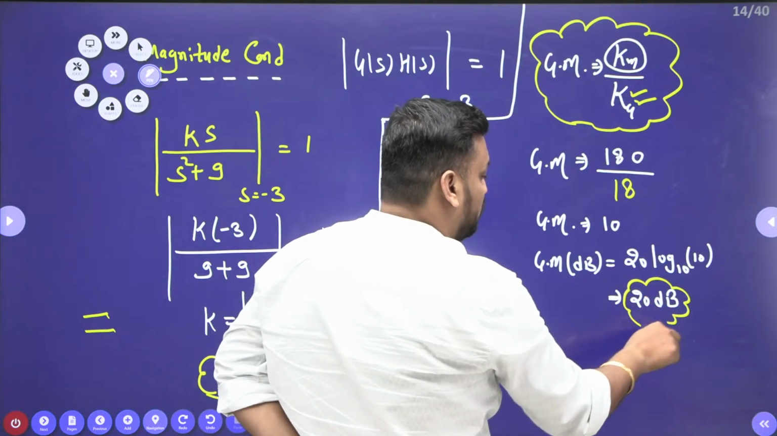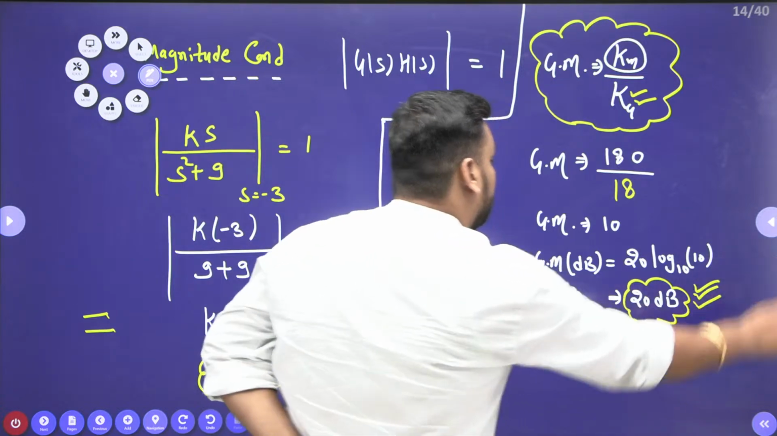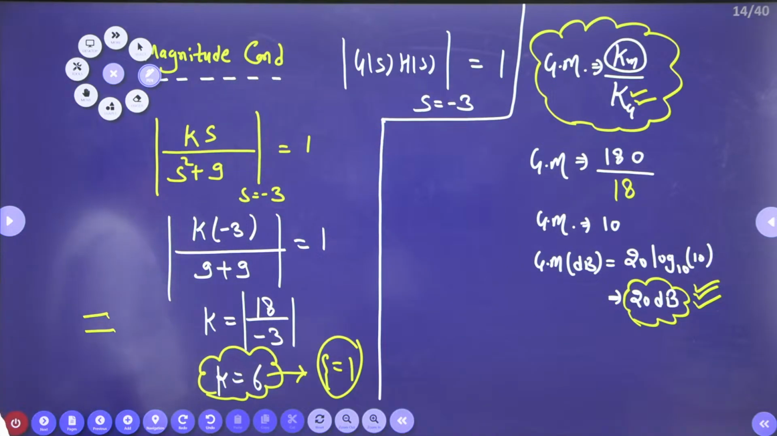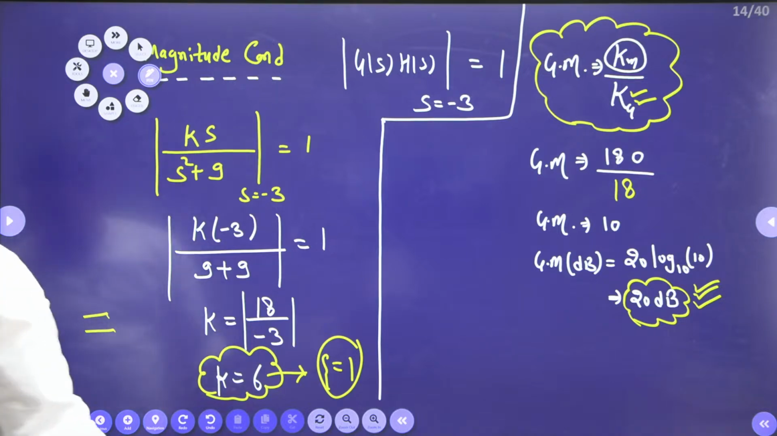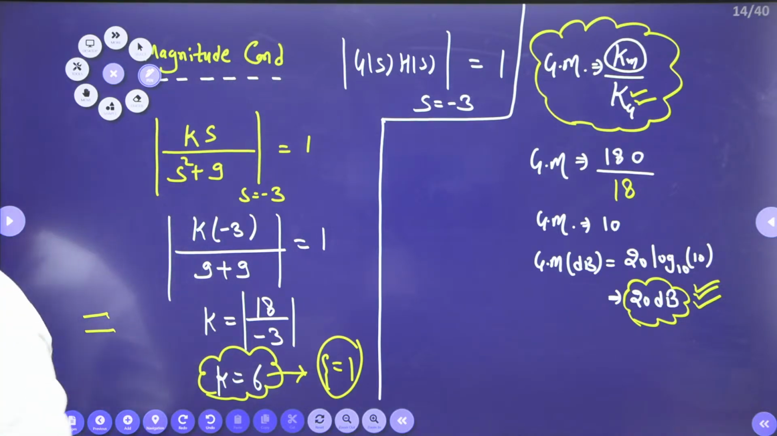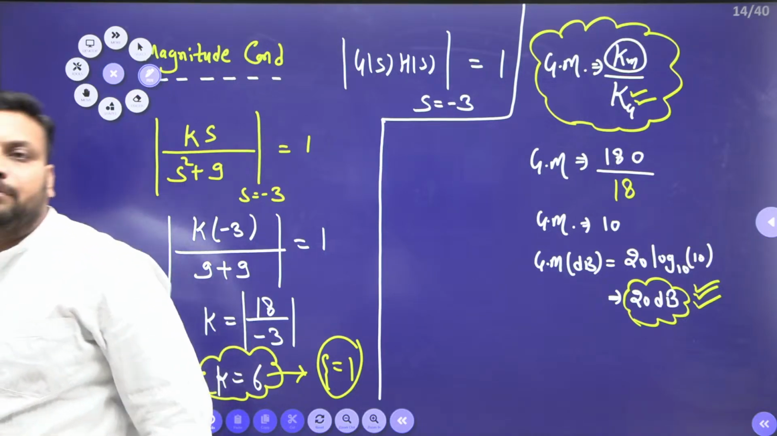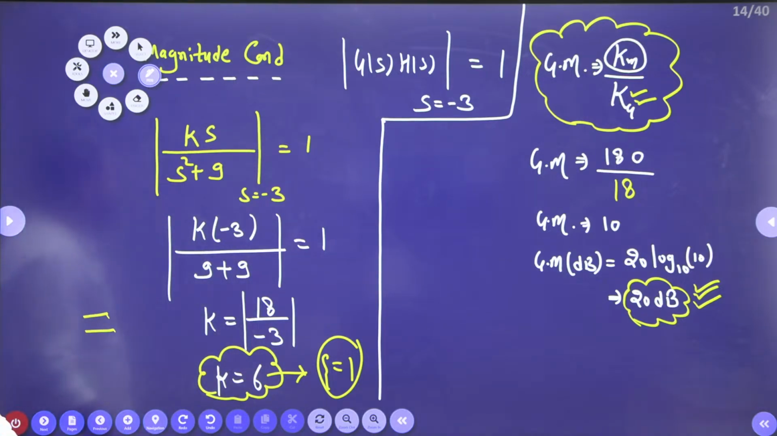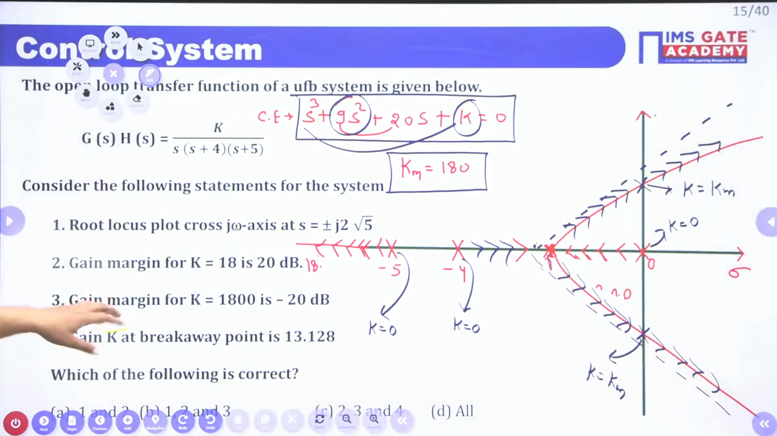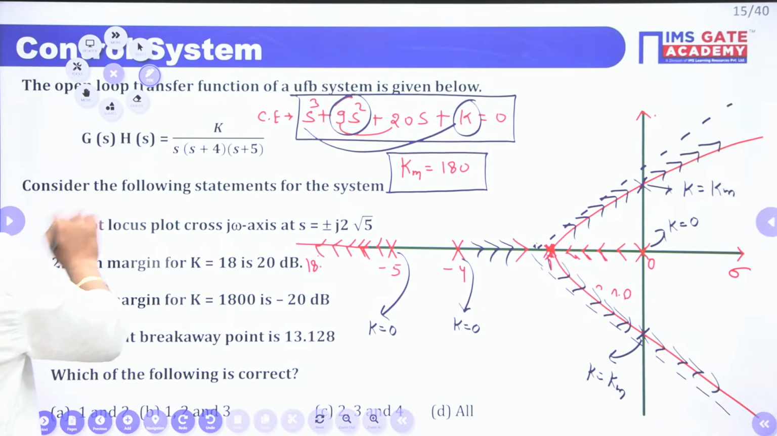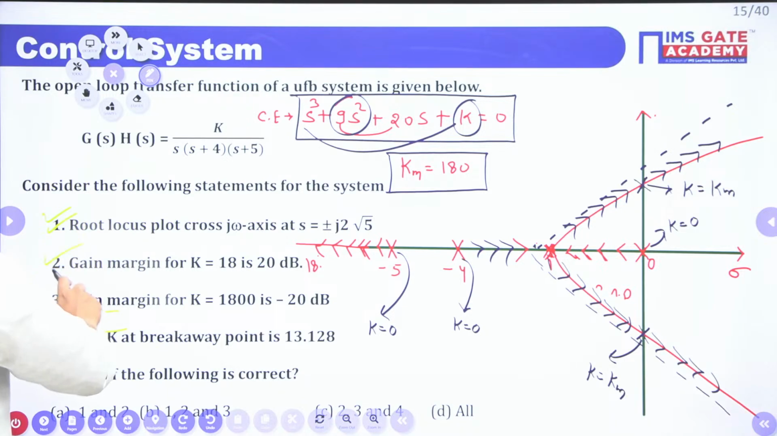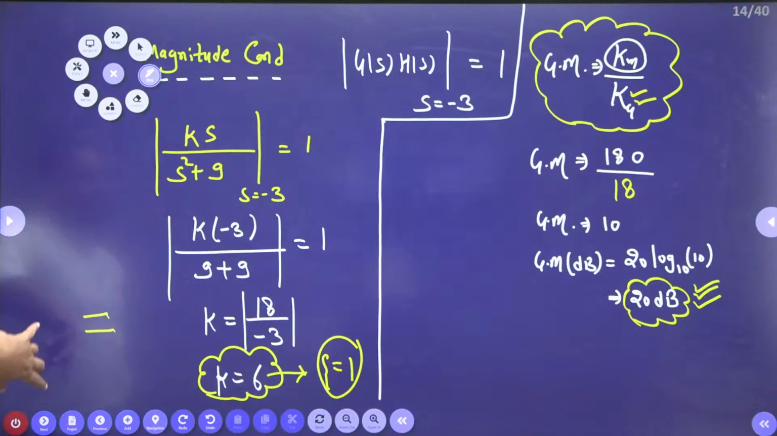So this statement also looks correct. This statement is also true, sir. Is it clear or not? Shall we go for the next? So plus 20 is correct, meaning statement number 1 is also correct. Statement number 2 is also correct. At the gain margin 1800, it is minus 20.